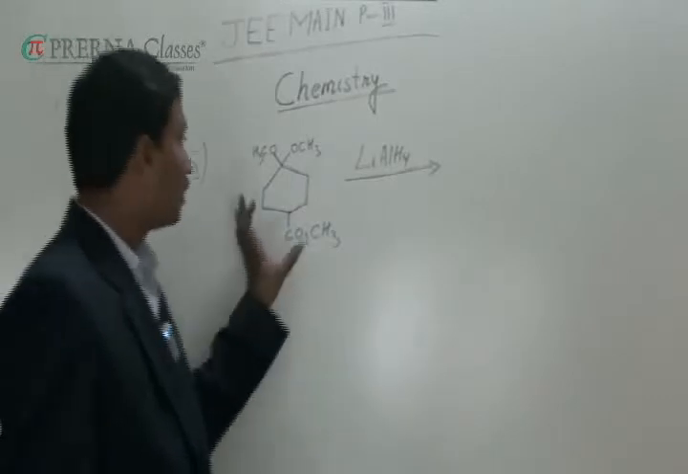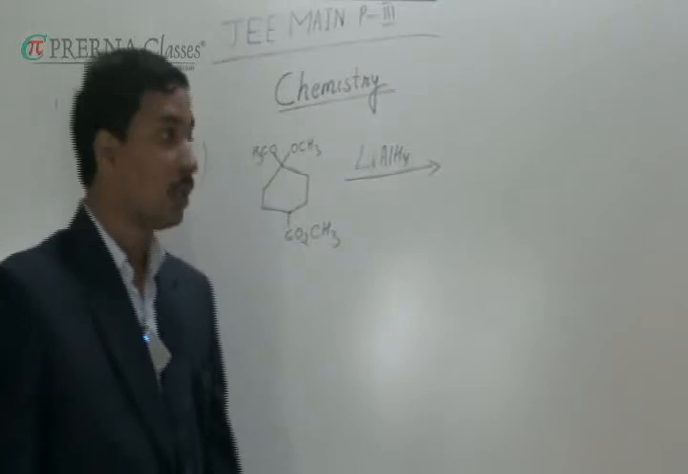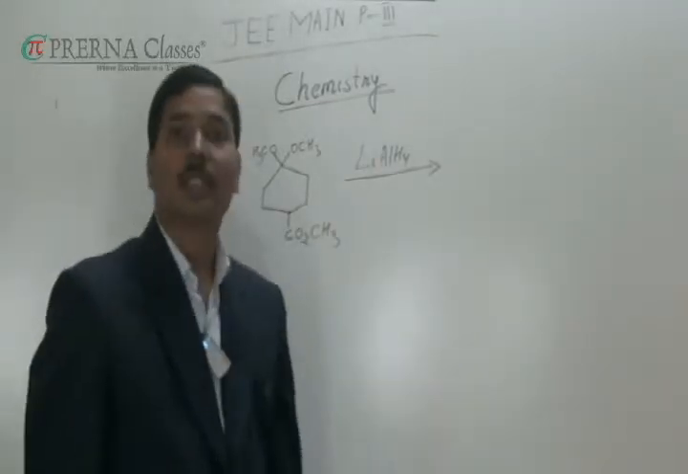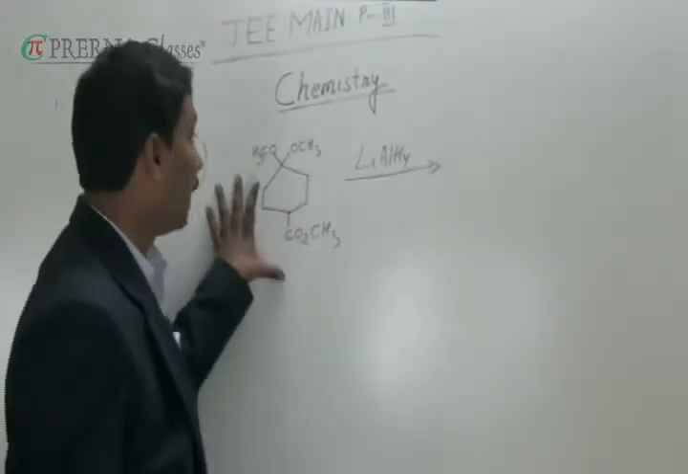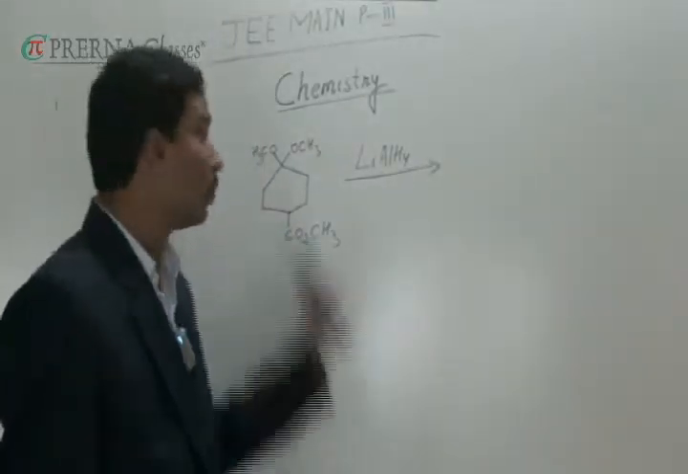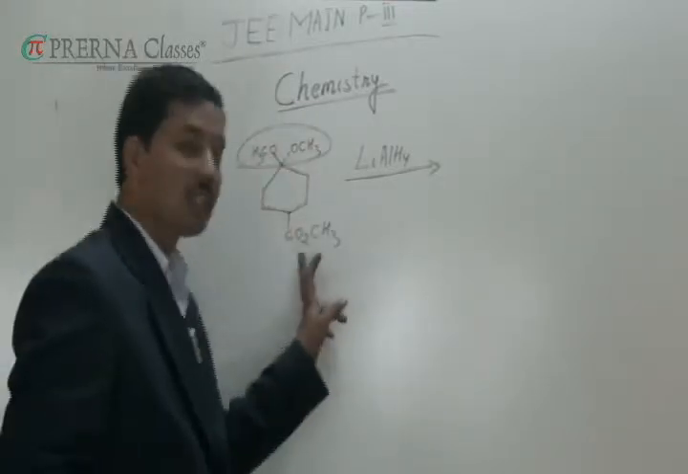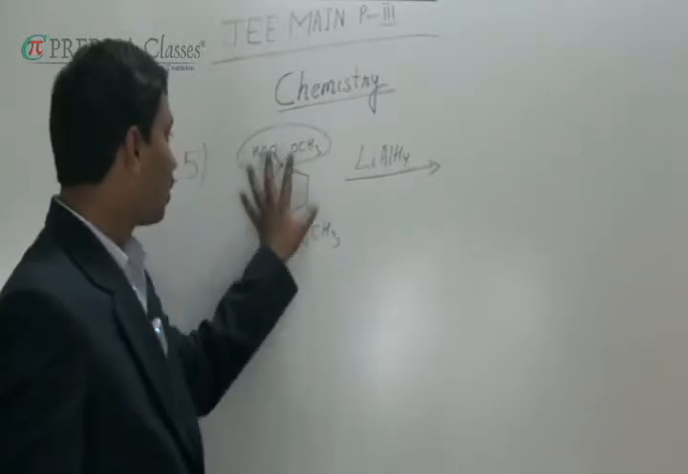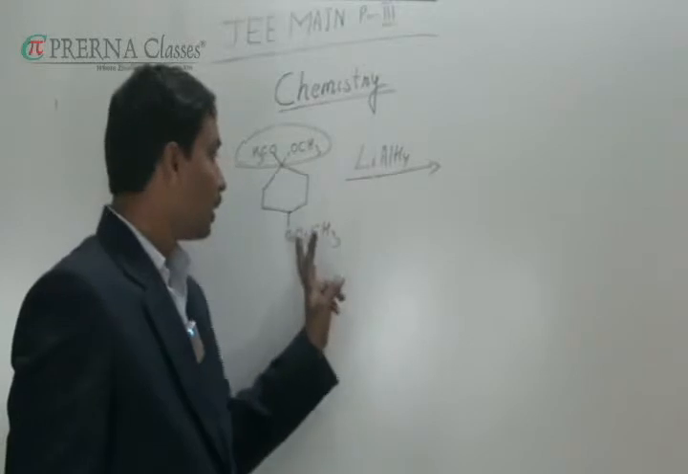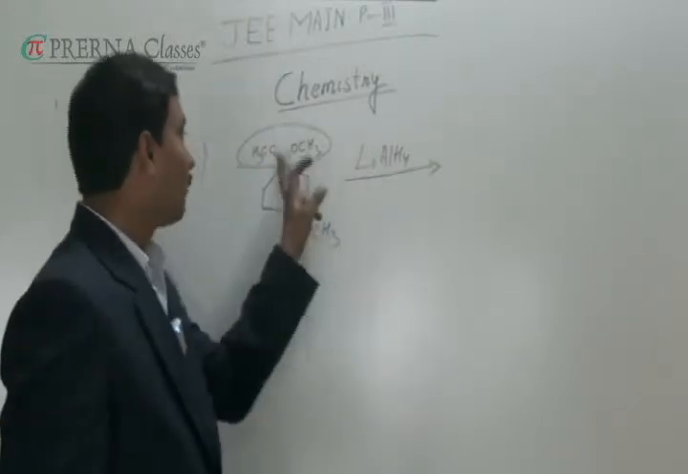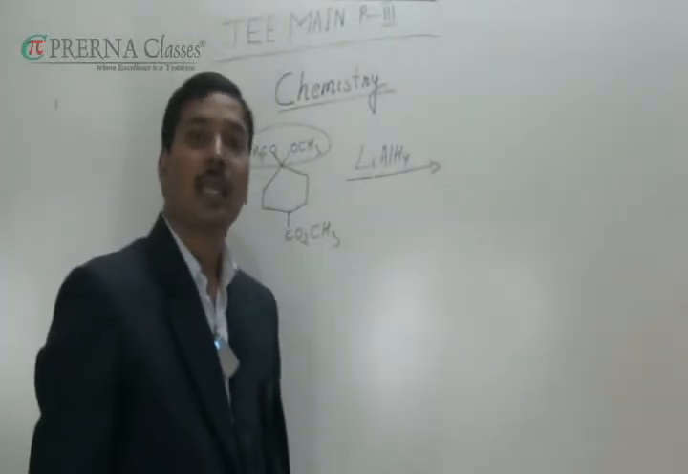Question number 65. The compound is given and the reagent is LiAlH4. LiAlH4 acts as a reducing agent. It produces nascent hydrogen and it will reduce this compound. Now this compound contains two functional groups. One functional group is ether, another functional group is ester. There are two ether groups and one ester group present. LiAlH4 reduces the ester group, but there will be no effect on ethers. That means ethers will not be reduced by LiAlH4.